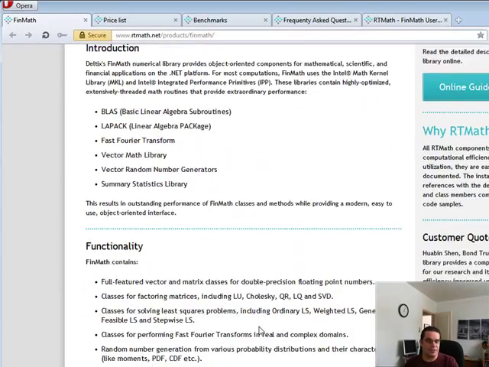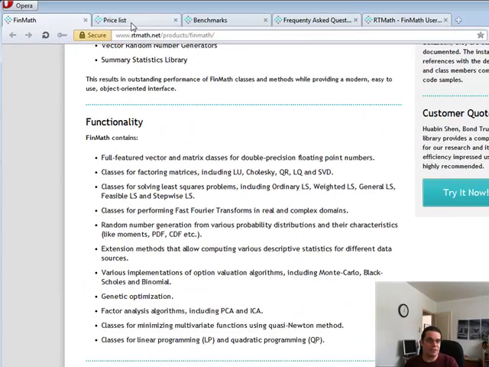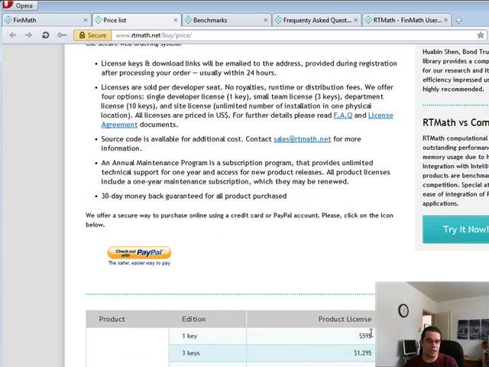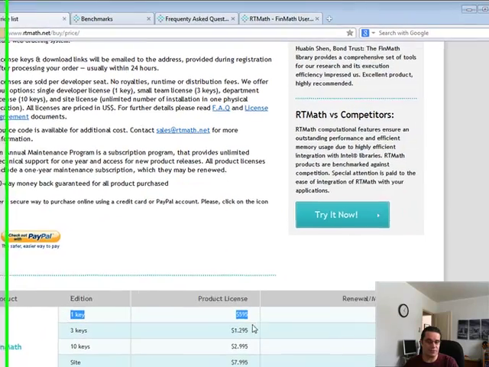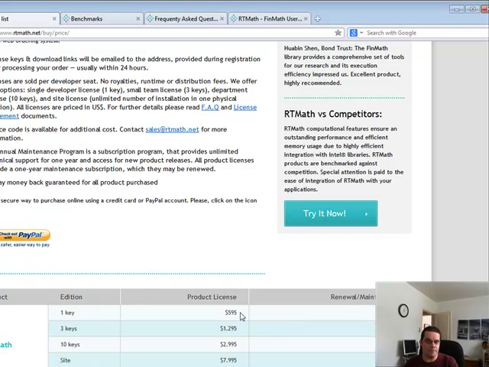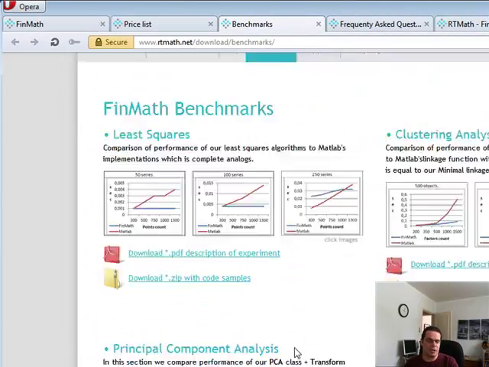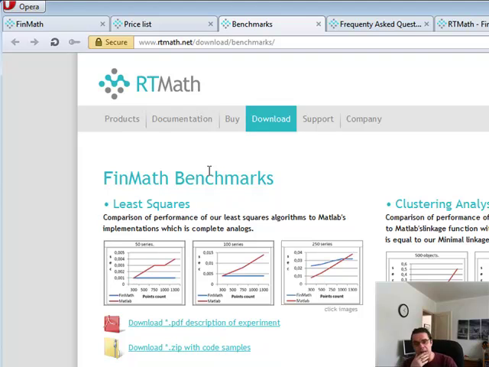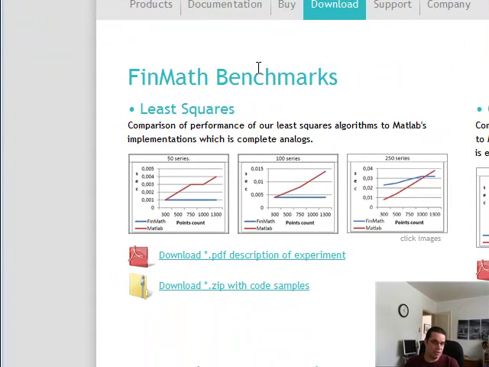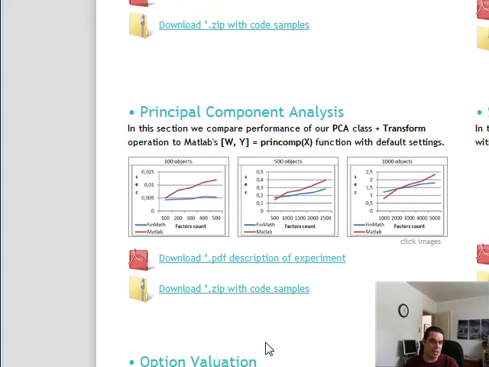So let's get right into it. See what we have. Let's first talk about the price. Obviously, one license or one key gives you $600 and a $300 maintenance fee annually. Now the benchmarks are, as I said, I am looking at the MATLAB manuals, and I can confirm a lot of what you're seeing here does exist in those same manuals.